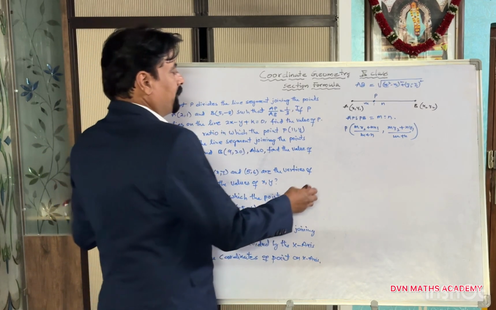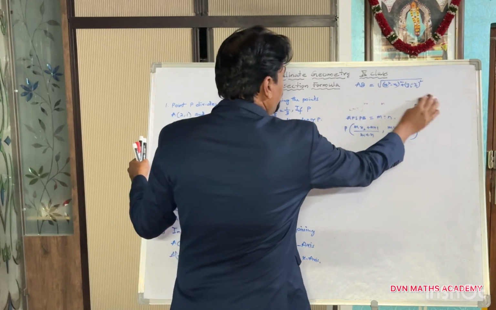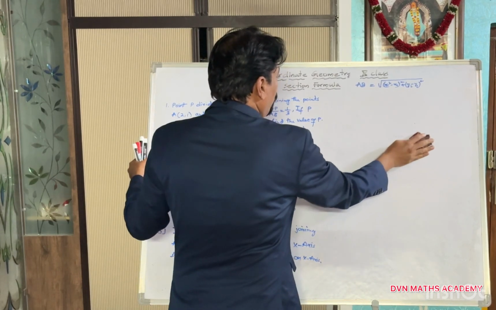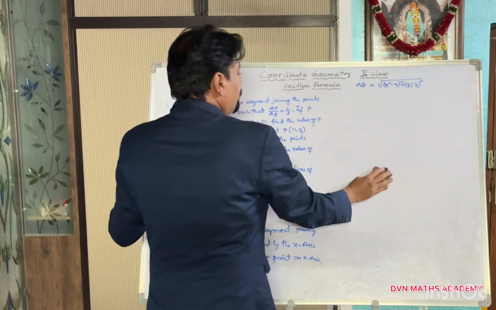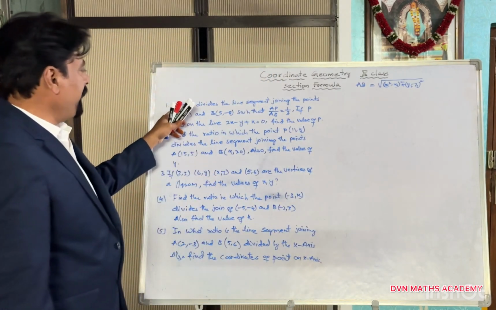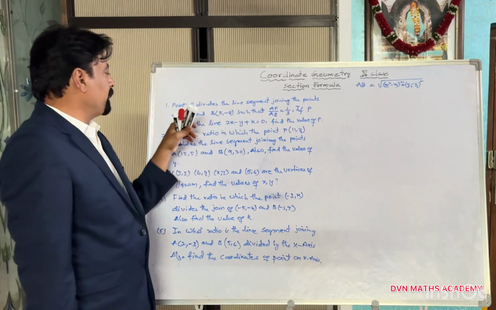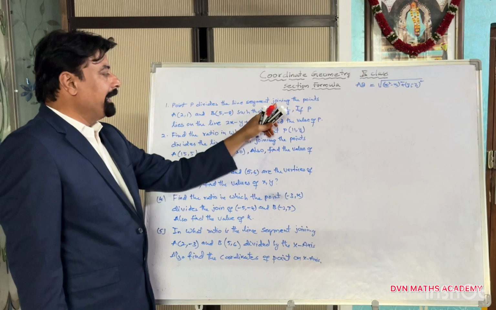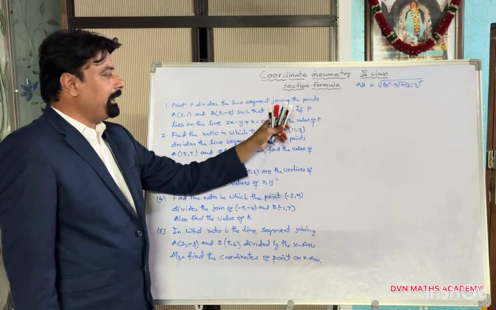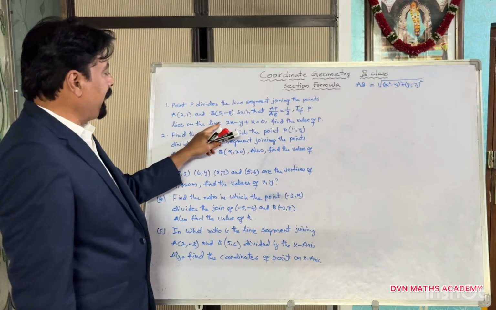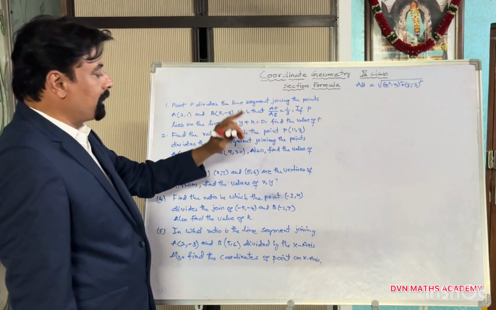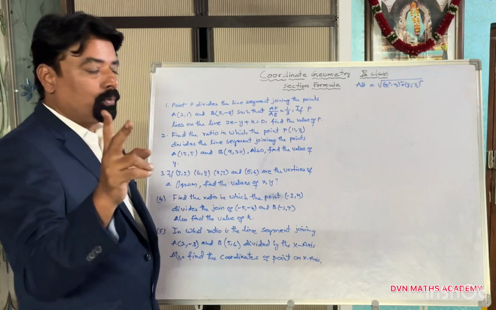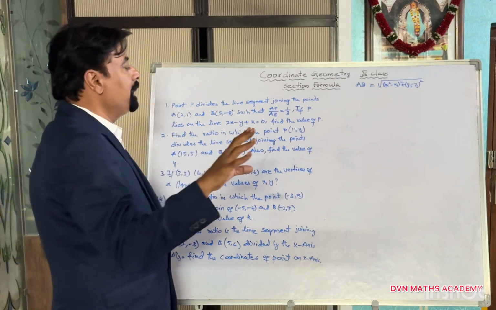Here my first question, this is one of the important pattern questions for 10th class students. It will come under 4 marks. The question is: point P divides the line segment joining the points A(2, 1) and B(5, -8) such that AP by AB is equal to 1 by 3. If P lies on the line 2x minus y plus k is equal to 0, find the value of k. Here the question itself is a combination of two questions.